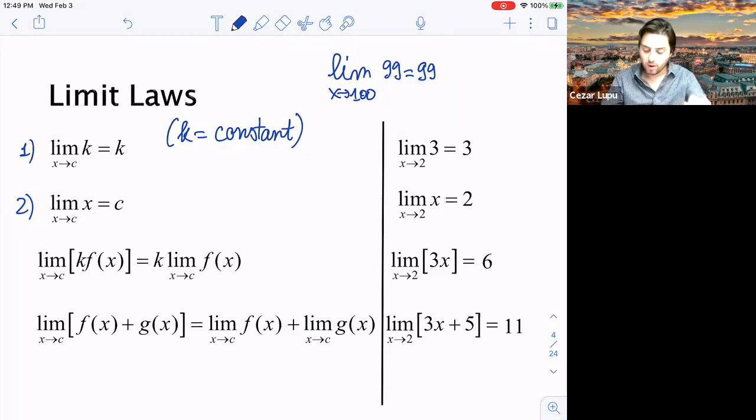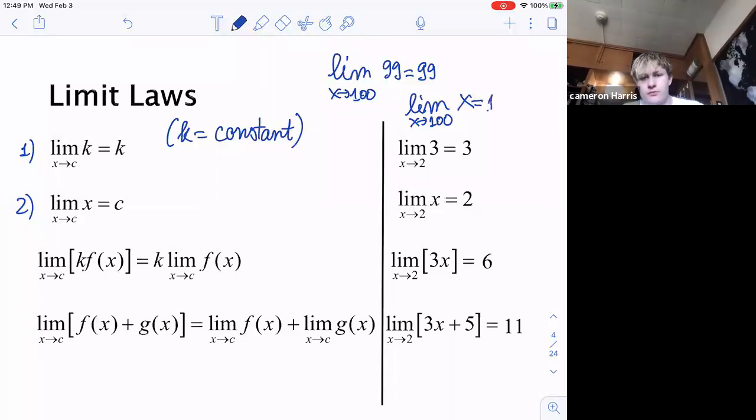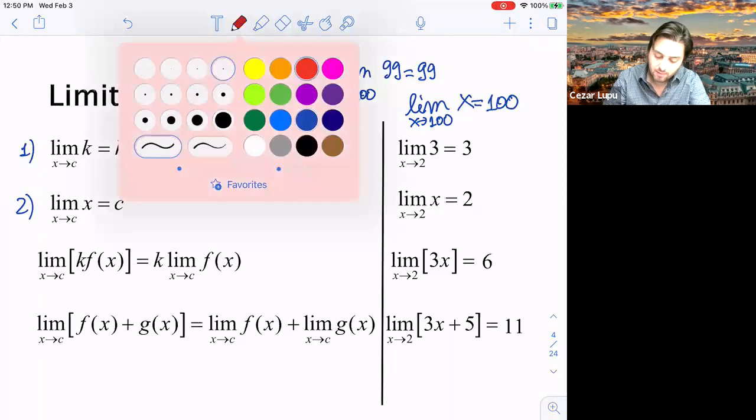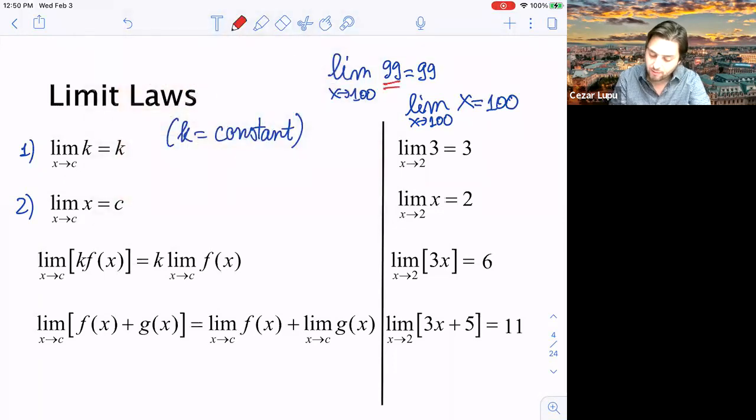For example, what if I say the same thing, the limit as x approaches 100 of x? It will be what? Can you tell me? 100. 100, exactly. See, there's a difference between these. In the first one, we had a constant, which was 99. And here we have a function, which is x. So the quantity in the second limit depends on x. In the first one, we just had a constant, so there was no x, right?